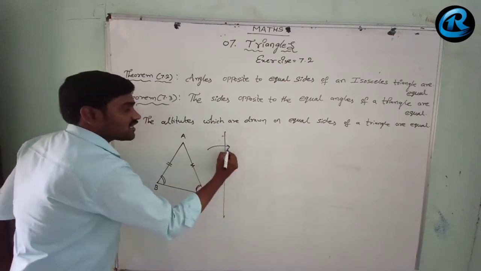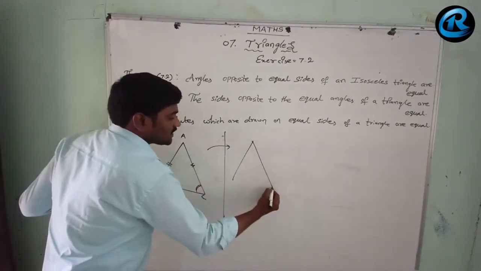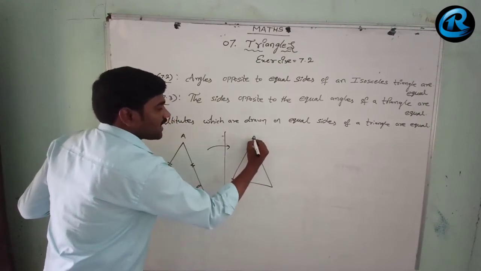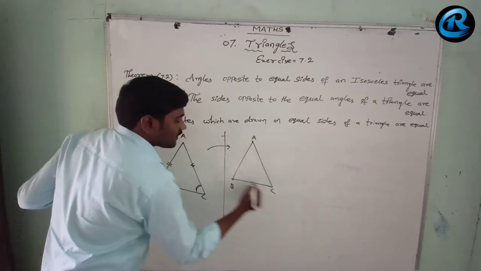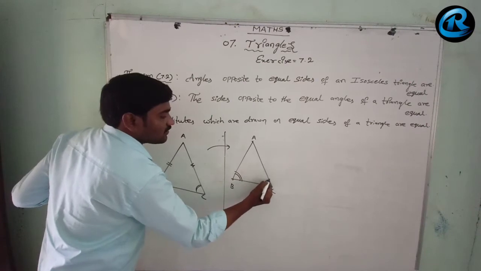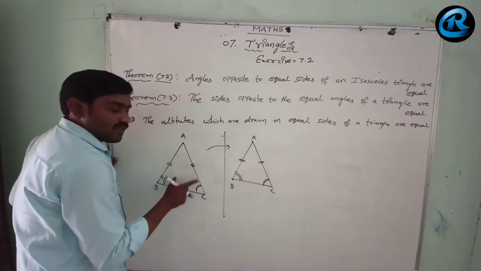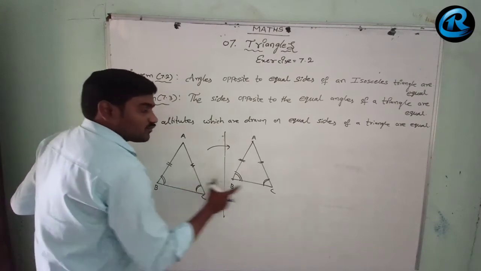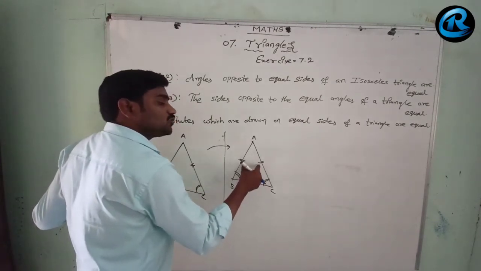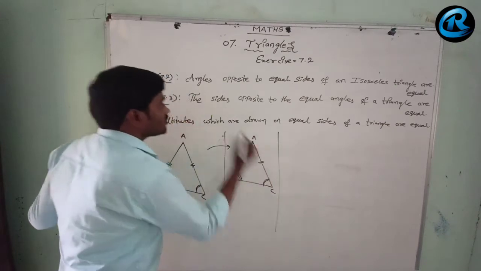The same, vice versa of this. Suppose this is a triangle ABC. These two angles are equal. So these two sides are equal. If two sides are equal, the opposite two angles are equal. If two angles are equal, the opposite two sides are equal. That is what these two theorems say.